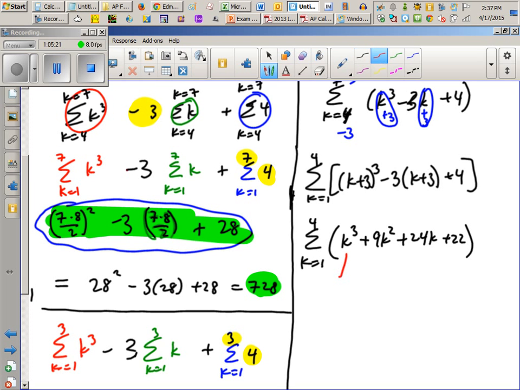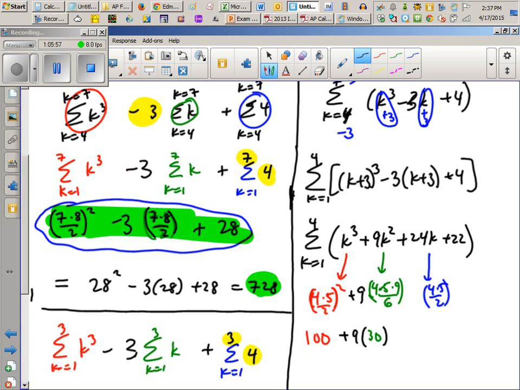To get the k cubed, you're going to basically do 4 times 5 all over 2 squared. So that's 100. To get the k squared, you're going to use 4 times 5 times 9 over 6, which comes out to be, let's see, 30. And don't forget there's a 9 in front of it, so it's 9 times 30. And then to get the k, you're just going to use 4 times 5 over 2, which is 10, but don't forget there's a 24 right there, so this is 24 times 10.